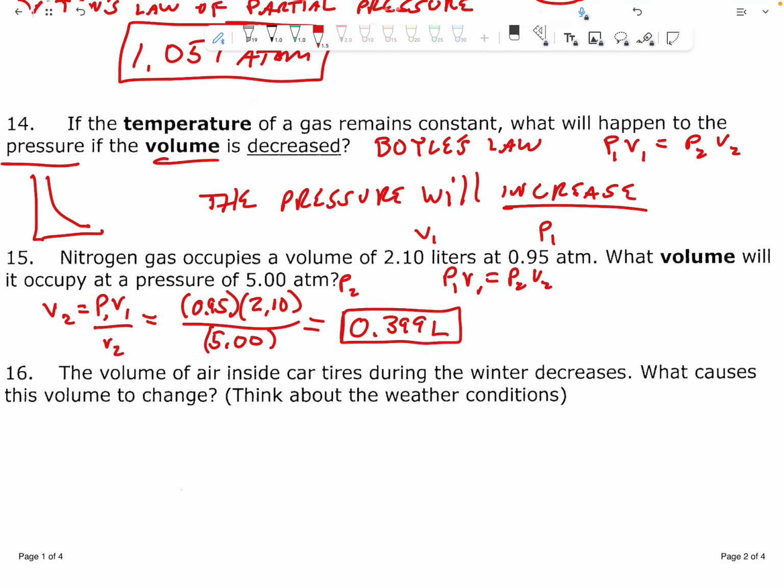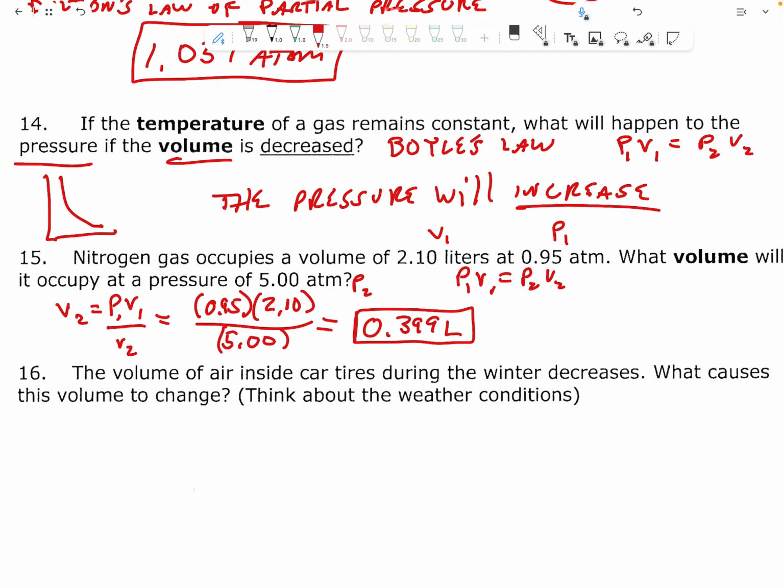Number 16. The volume of air inside car tires in the winter decreases. What causes this volume to change? If it's been hot, and next thing you know, the next day is super cold, you might get a notice on your car's dashboard that says your tire pressure is low. It may jump from 35 all the way down to, say, 30. Okay, that's pretty low pressure, or lower than that.